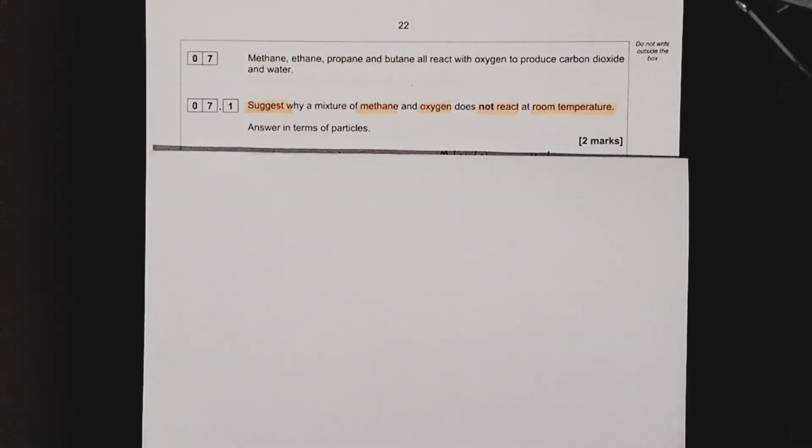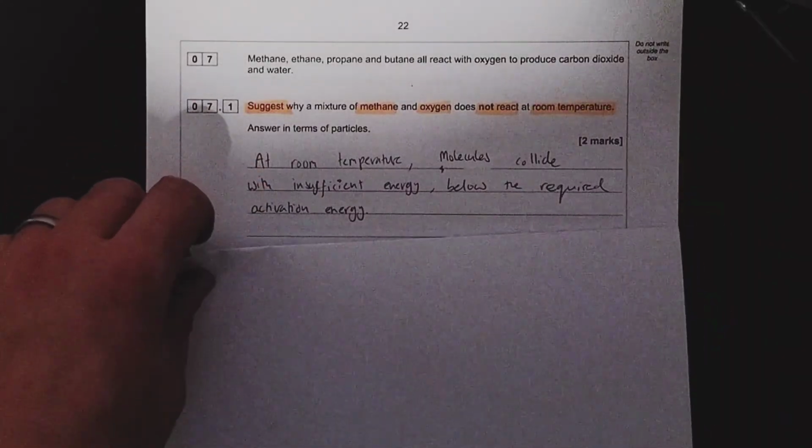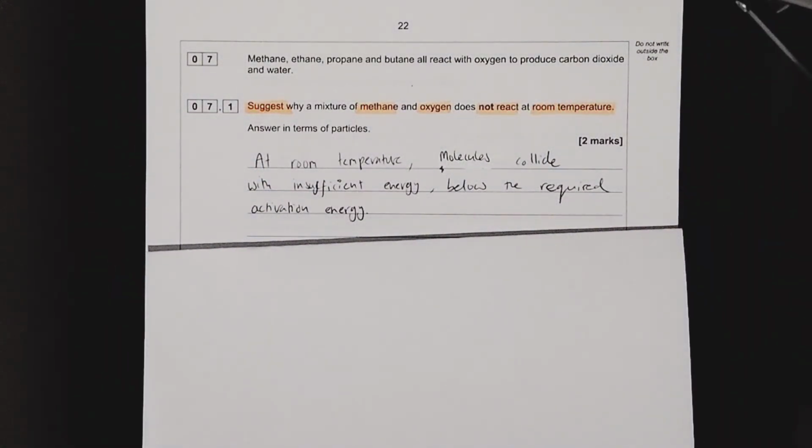This final question again leans into the energetics topic. We're being asked to suggest a reason why methane and oxygen do not react at room temperature. This is kind of kinetics as well. So at room temperature, there must be insufficient energy upon collision for the reaction to be successful.